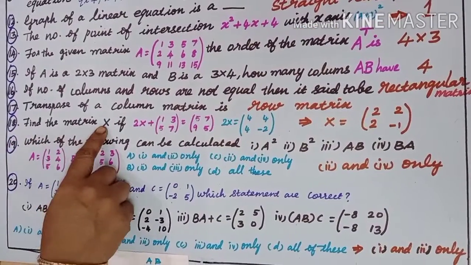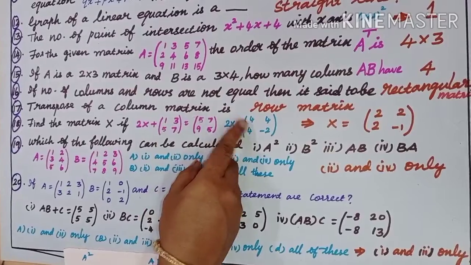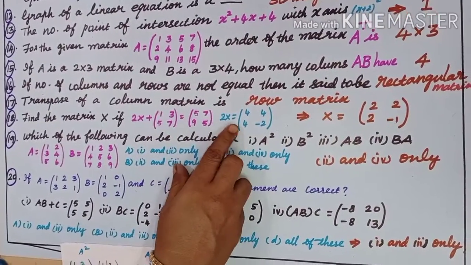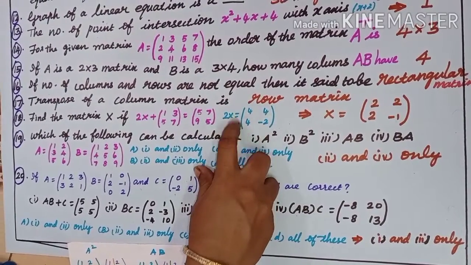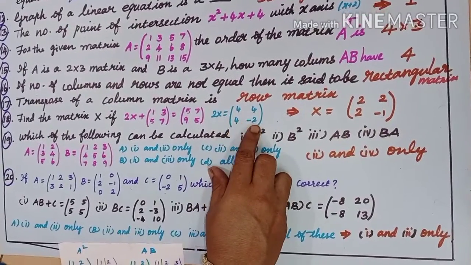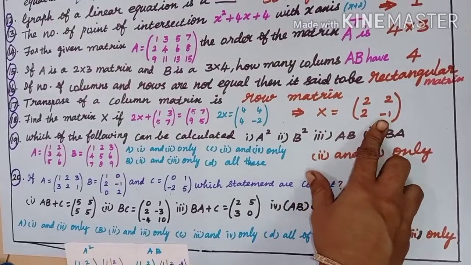Question: find the x matrix. So you reduce this to 5 − 1 = 4, 7 − 3 = 4, 9 − 5 = 4, but 5 − 7 = −2. So you divide by 2, you will get the x value. So 2 2 2, here −1 is your answer. 2 2 2 −1 is your correct answer.